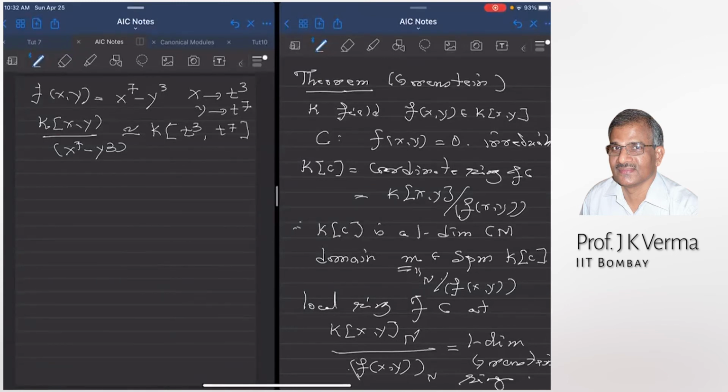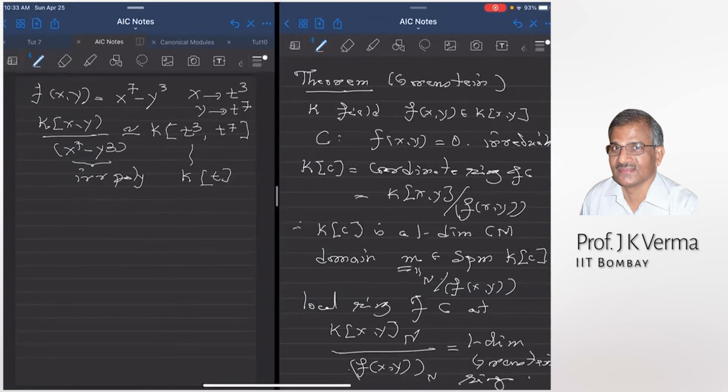This is a one-dimensional ring. Its integral closure is k[t]. So the kernel is a height 1 prime ideal in k[x,y]. k[x,y] is a UFD, so a height 1 prime ideal is principal. But this polynomial is irreducible. In fact, if I take two coprime integers, then x^m minus y^n will always be irreducible. So this is the kernel.